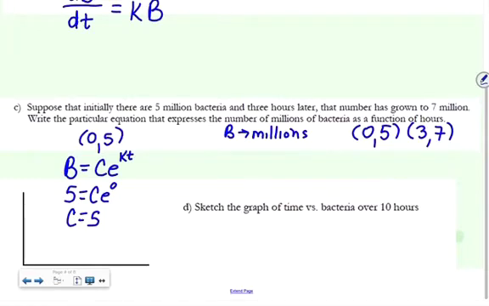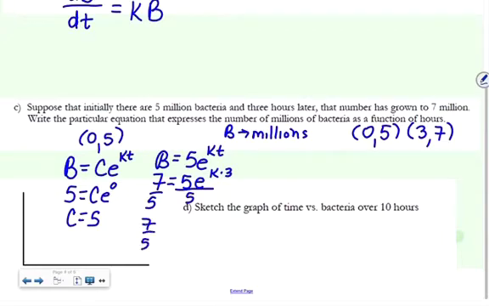So now how are we going to find the k? Because now I have b equals 5e to the kt. We can use 3, 7. Yep, good. What's the b? 7. And what's the t? 3. Now what we're going to do is solve this, and this is where it's going to get a little messy. What do you have to do first? Divide by 5. So we have to do that first. And then what are we going to do to both sides?